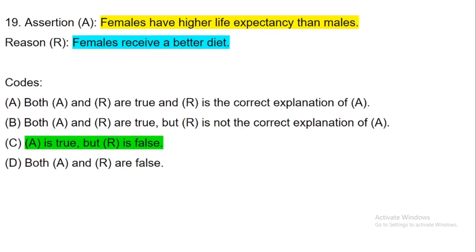Now next question, females have higher life expectancy than men. Yes, it's very true, because it's already saying that life expectancy is higher in case of females than males. And females receive better diet. This is not true, because we know that females take the last leftover diet in our families. Most of the time that is not true. So we'll go with option C, that is A is true and R is false.